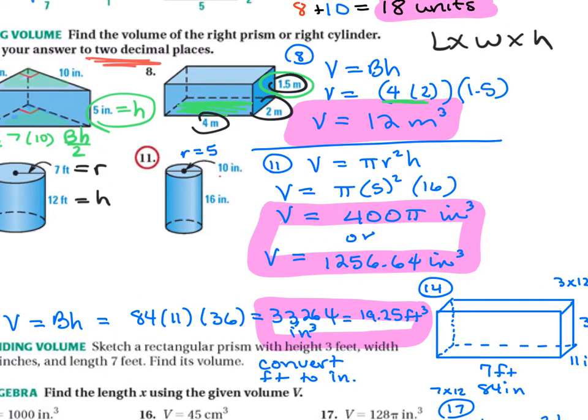this time this is a diameter, this 10. So I have to divide it by 2 to make it into a radius. So then I would plug it in. Left in terms of pi, it's 400 pi. If I were to use the pi button and round it to 2 decimal places, 1,256.64. Pretty good. All right, next.